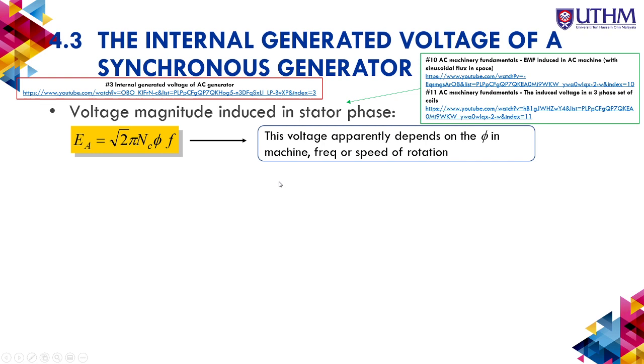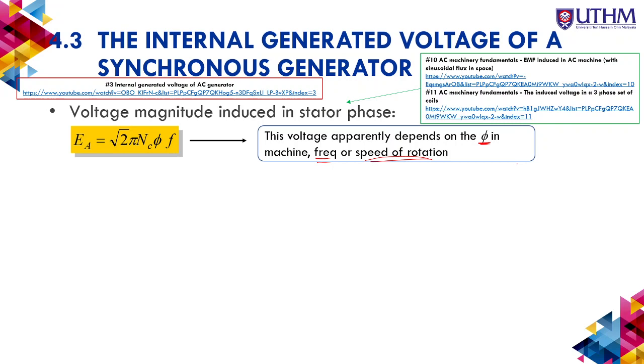Okay, so this voltage is apparently dependent on the flux. Kita pun dah sebut dia depend on the flux. And then also the frequency and also the speed of rotation. Okay, so semua sekali dia bergantung. So kenapa dia ambil depan ni saja? Kenapa belakang tadi tak ambil? Where is the cos omega t?